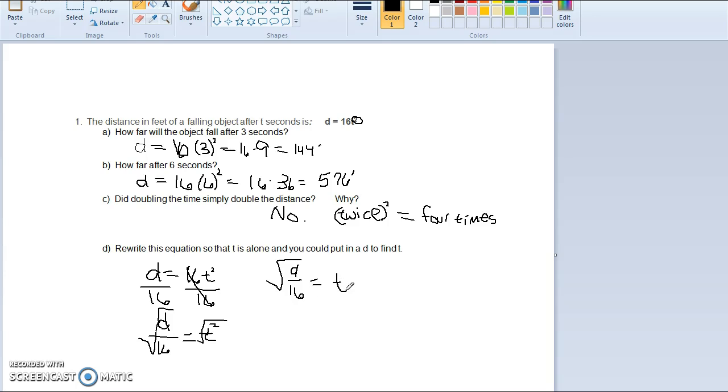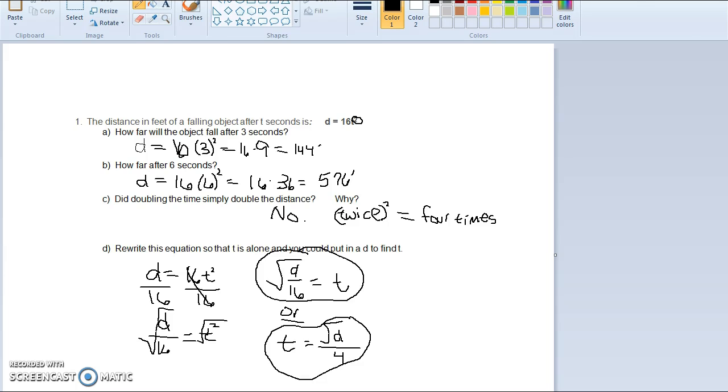It's sometimes preferable to put the single variable alone on the left side. And also in this case, since it's the square root of this entire thing, I could take the square root of 16 if I wanted to. So this is sufficient. This is fine. But I could also write it just a little bit better by saying t equals the square root of d over 4. And that's it for that problem.